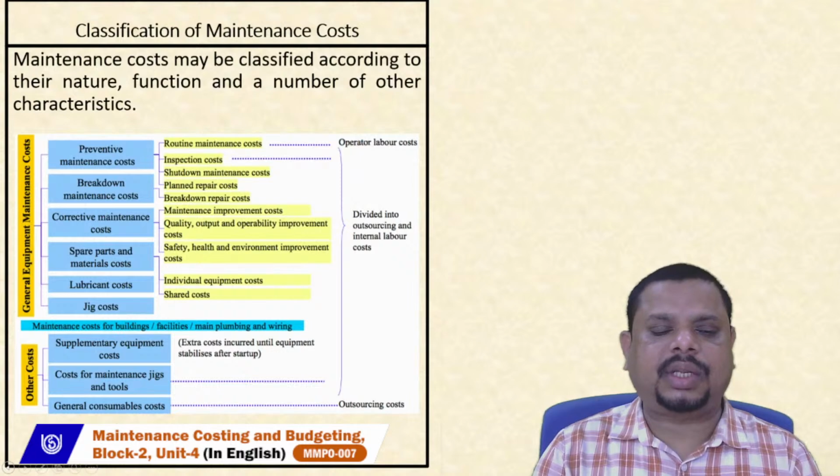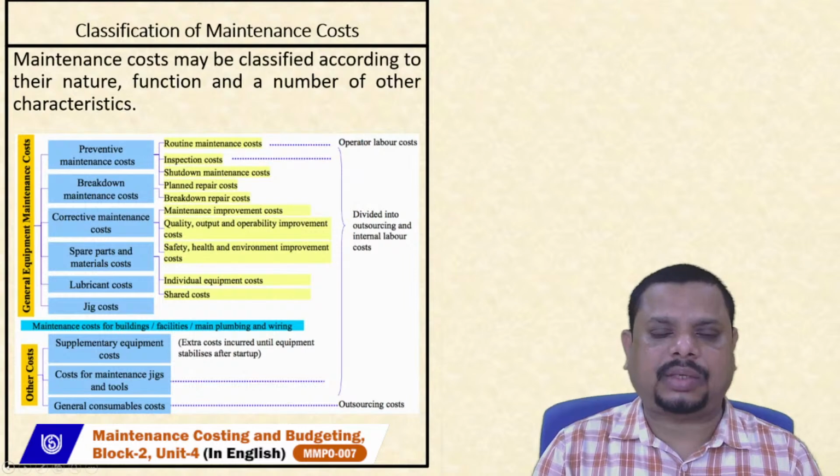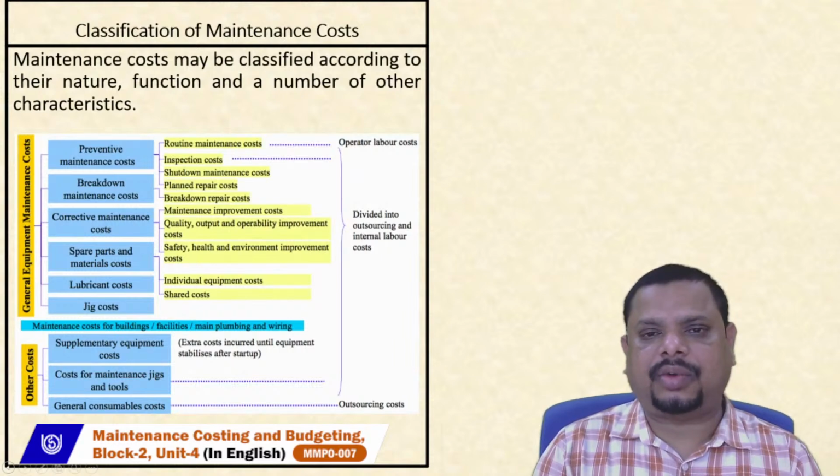The next one is general consumable cost. The most common general consumable costs, for example, lubricant, sorry, that is known as your cotton waste or any cleaning cloth, are vastly used by many other departments. So these are the basic and broad classification of your maintenance cost.